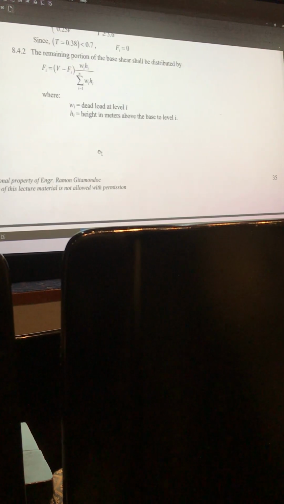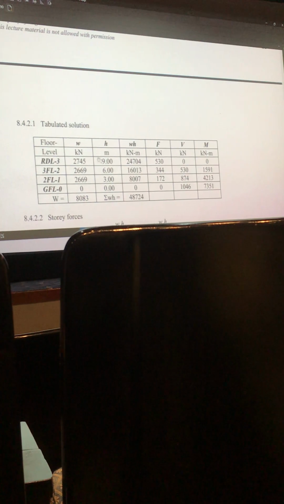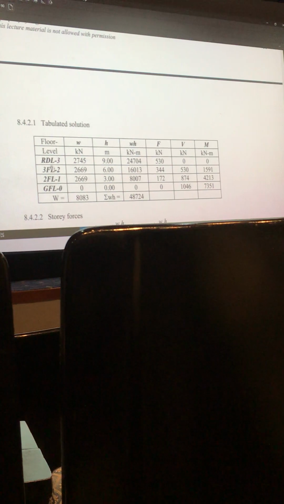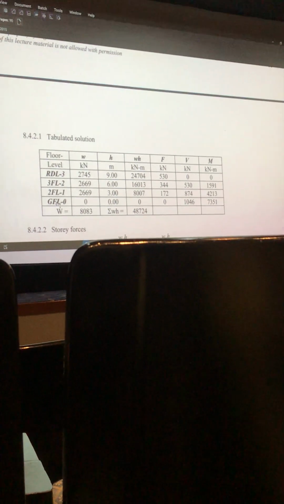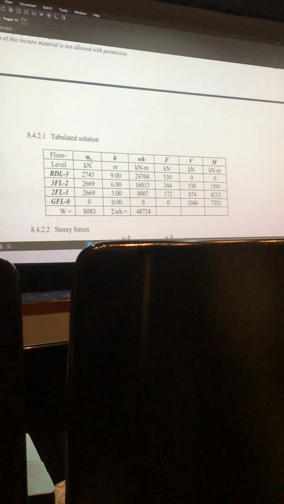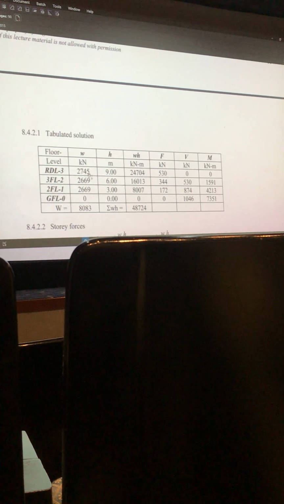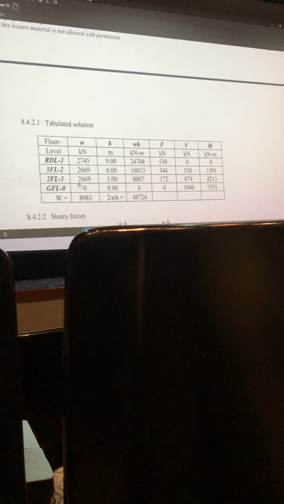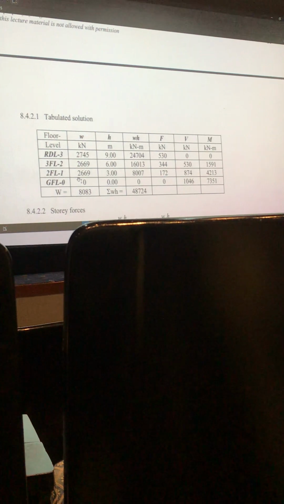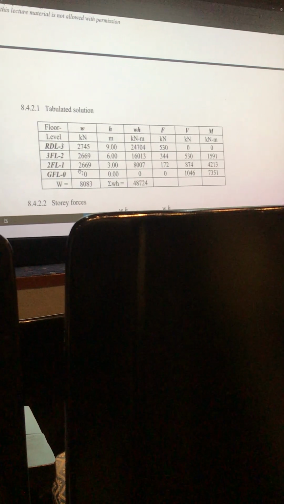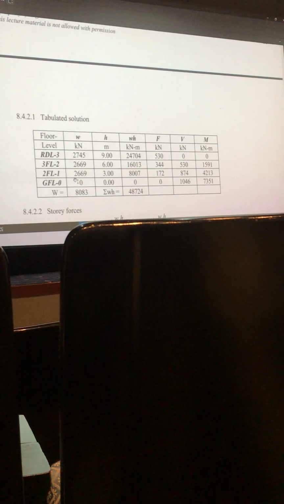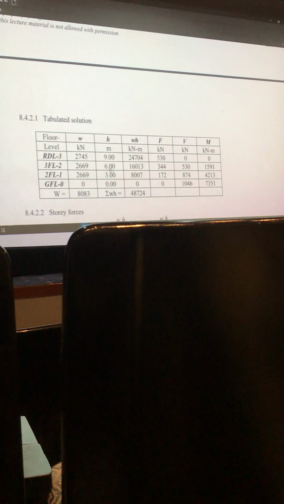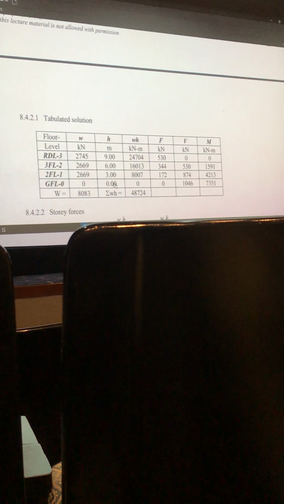Now, to facilitate the calculation, we can prepare a tabulated solution. In the table, the first column is the floor level, starting with roof deck, third floor, second floor, and ground floor level. Then you tabulate the weight at each level: the roof deck, third floor, and second floor. The ground floor is not included, unless there is a basement. Then the height: roof deck 9, third floor 6, second floor 3, ground level 0.